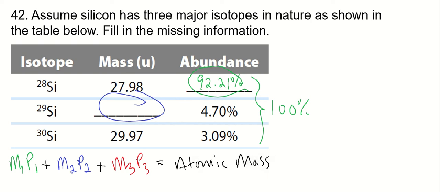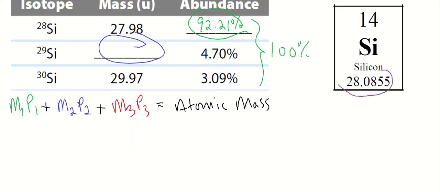And you will always have the periodic table available to you unless we're testing you on the periodic table. Let me go grab one. There it is. There's the atomic mass. Let's plug in everything we know. Silicon-28 is right there in green. The mass is 27.98 units. I'm going to slap the units back on at the end of this.